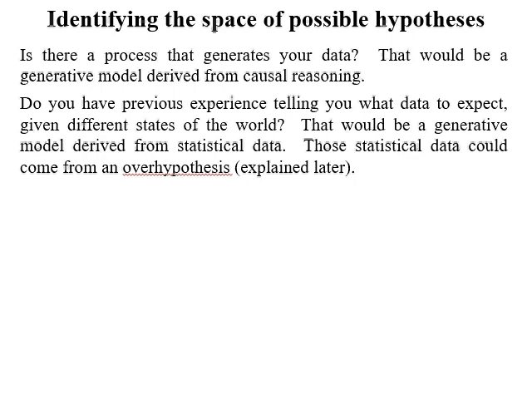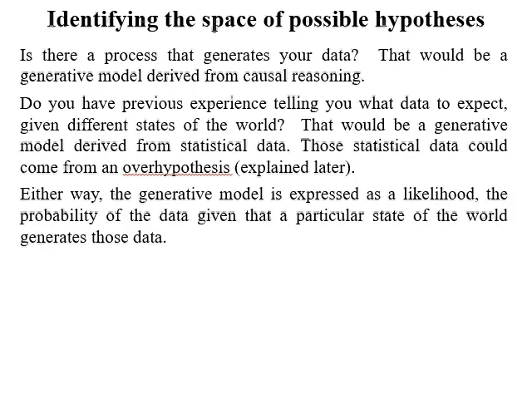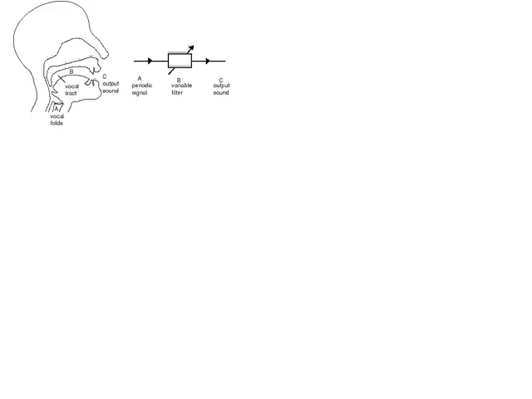That would be a generative model derived from statistical data, and those statistical data could come from an overhypothesis, which I will explain later. Either way, the generative model is expressed as a likelihood, so the probability of the data given that a particular state of the world generates those data. So in my previous example, the probability of a cough given that someone has a cold, that is a likelihood or a generative model. Now, let's look at a causal generative model.